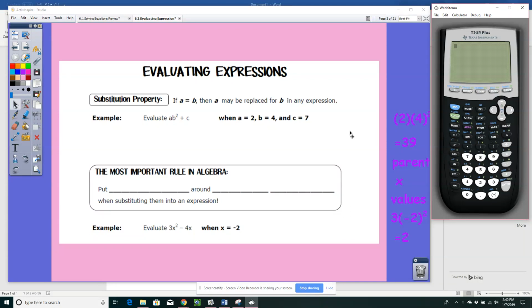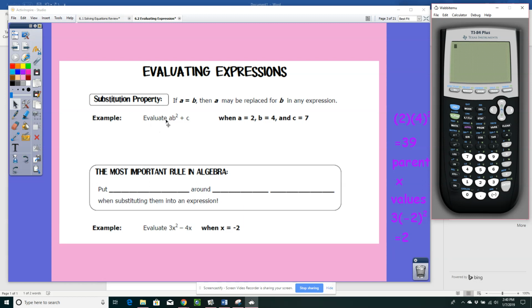This video is for lesson 6-2. This is evaluating expressions. So in this lesson, we're going to use the substitution property. So if A equals B, then A may be replaced for B in any expression. Except in this case, we're going to be using numbers for letters.